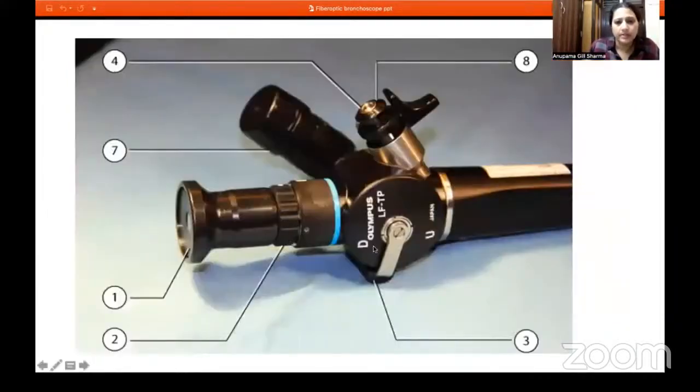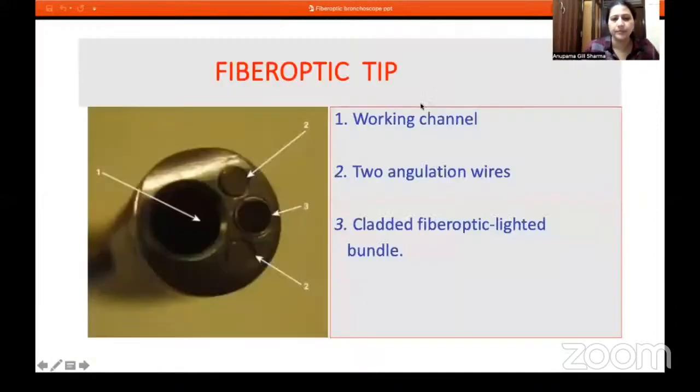So here again, you can see here is the lever, which can be moved up and down to facilitate the movement of the tip. The eyepiece, the focus, and the working channel, and the light source. And here is the suction button.